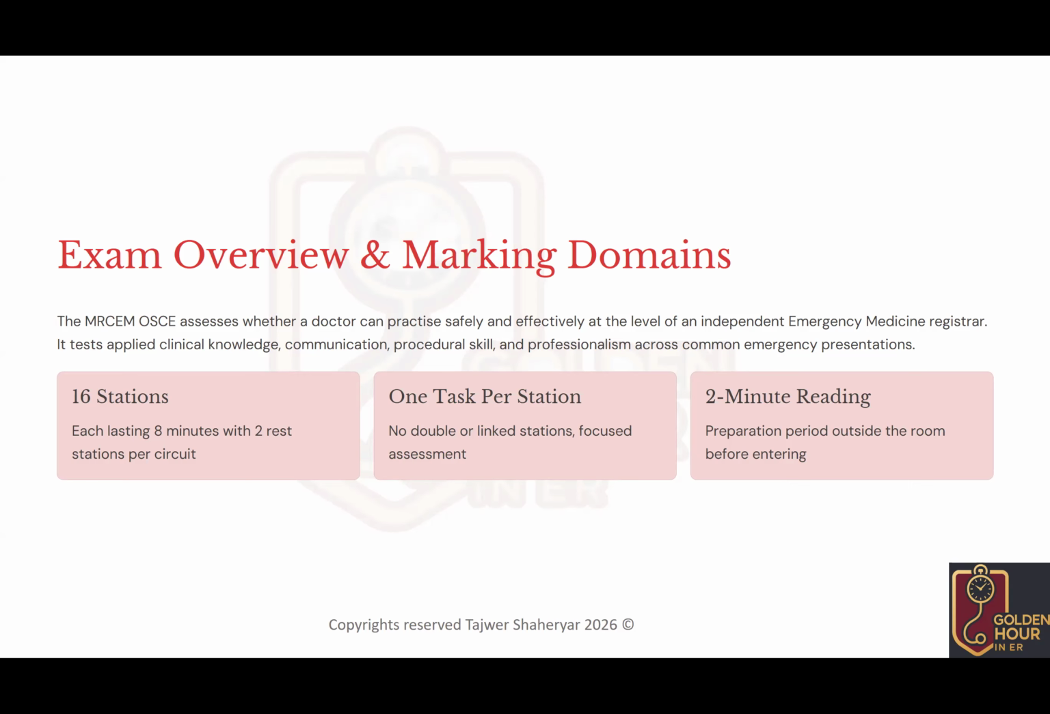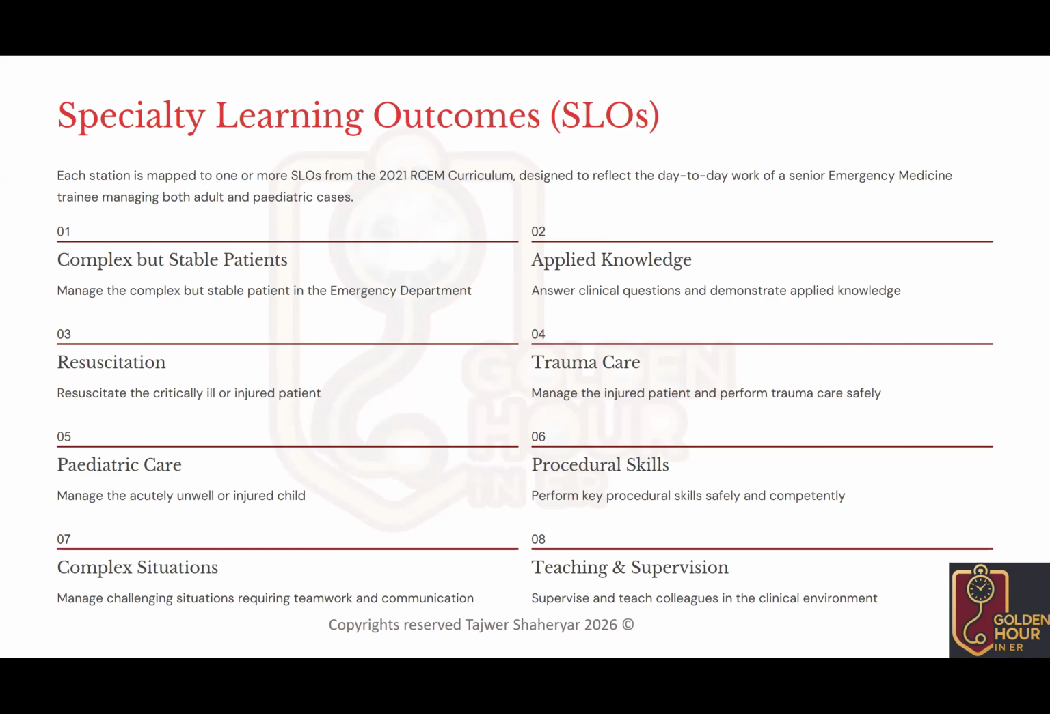Second, domain-wise, all 16 stations will have communication and safety netting. Okay, all of them. At MRCEM level, it's safety netting and communication. You will see that at AFACEM level, we have communication and then leadership as well in all 16 stations. You will have that in some. Second, specialty learning outcomes. So let's talk about specialty learning.